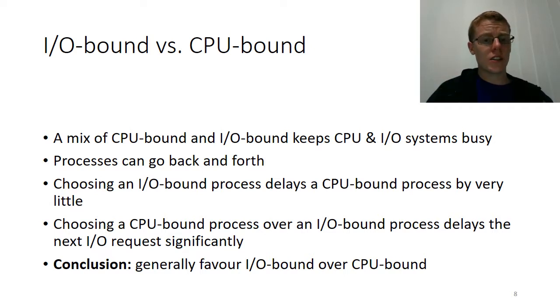When it comes to scheduling, if we pick an IO-bound process over a CPU-bound process, it tends to delay it fairly little, because as soon as the IO-bound process has executed its short burst of CPU, it will block and we can schedule the CPU-bound process. However, choosing it the other way around can delay the IO request a lot. And I'm going to give an example on the next slide that should clarify that a little bit. But the takeaway is that generally we should favour scheduling IO-bound processes over CPU-bound processes in an ideal scenario.